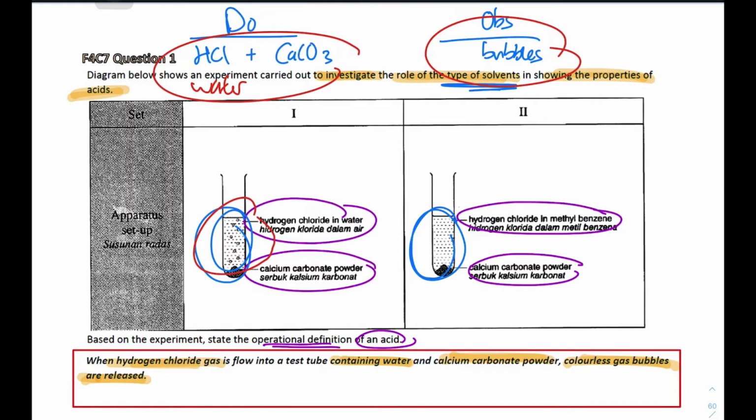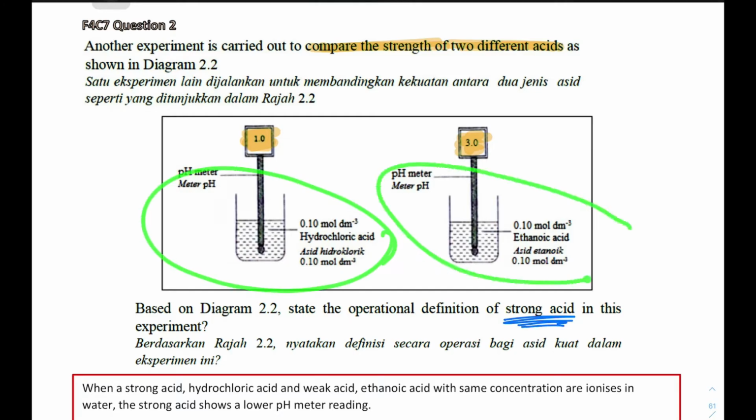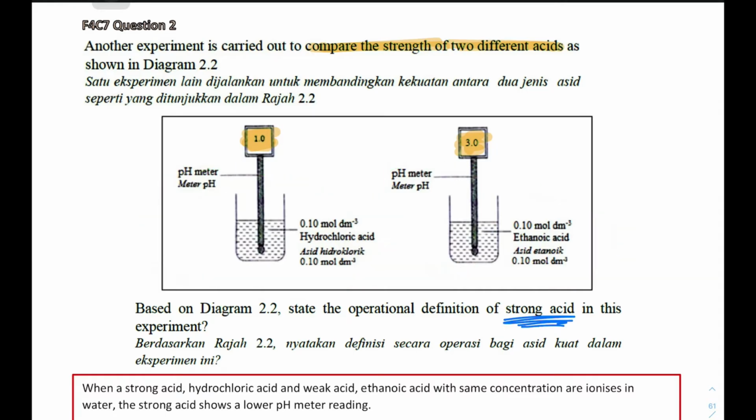Next experiment. In this experiment, they are comparing the strength of 2 different acids based on their pH value. And this question wants us to give the operational definition of the strong acid. So you see, this is what we do. We have 2 different acids that come with the same concentration. So the strong acid is obviously the hydrochloric acid. Now we are going to tell them what we do.